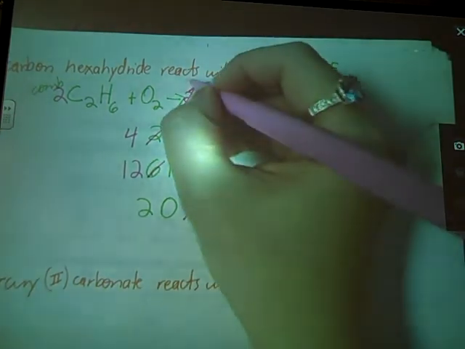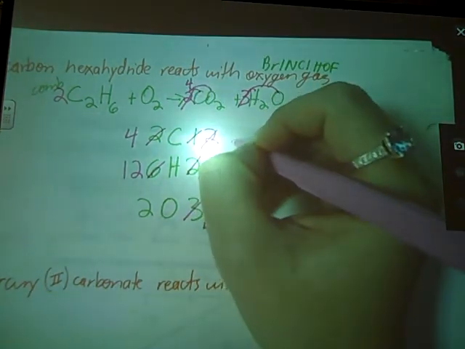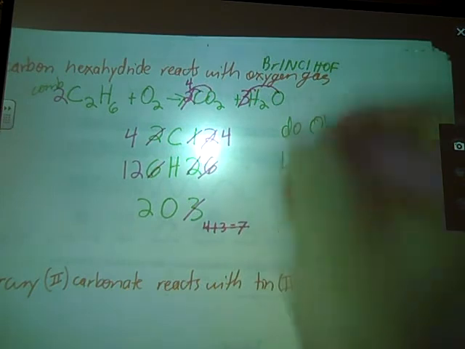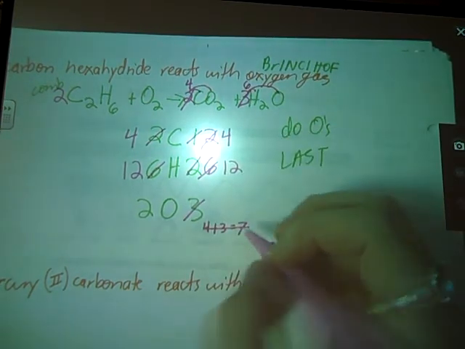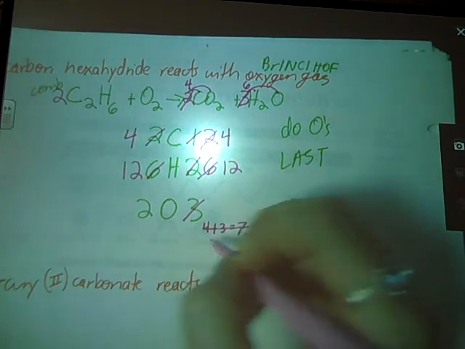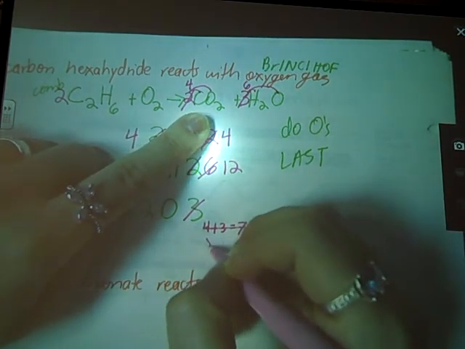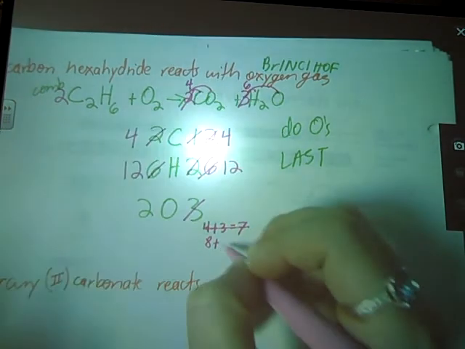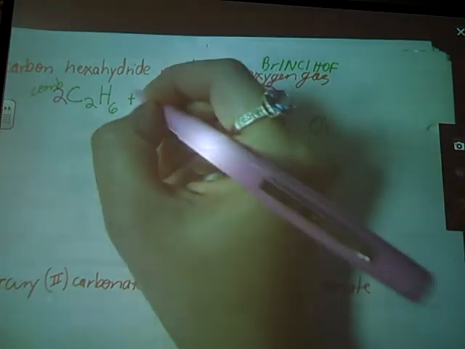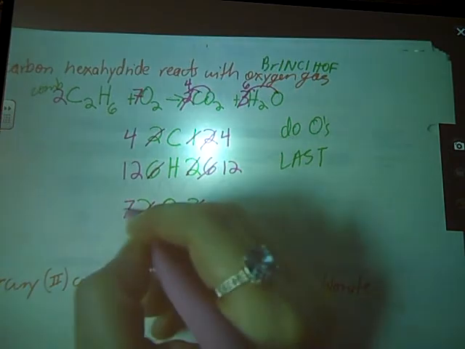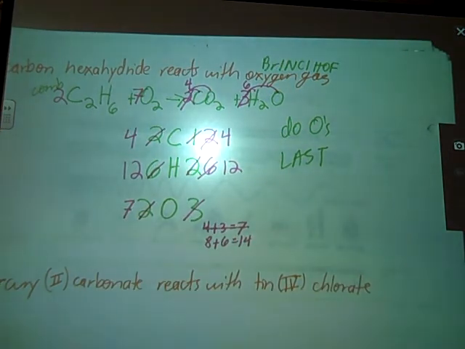So let's see, if I put a 4 in front, that gives me my 4 carbons. A 6 gives me my 12 hydrogens. Now let's see how many oxygens I have. 4 times 2 is 8. Plus 6 times 1 is 6 is 14. Hey, look at that. I can get to 14 with a 7 in front of my oxygen.